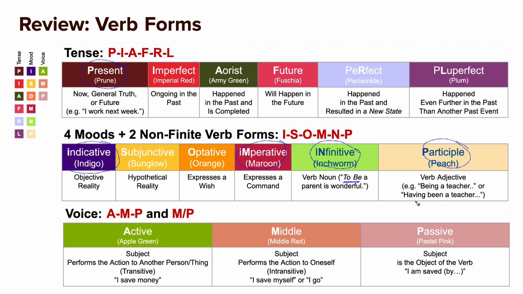And then in English, we use this having and then the past participle form. So being a teacher, having been a teacher, those are all examples of a verbal adjective. And here these verbal adjectives are being used as nouns, so they're called a substantive use of the adjective. Without getting into too much detail, we'll go into that a little more later.